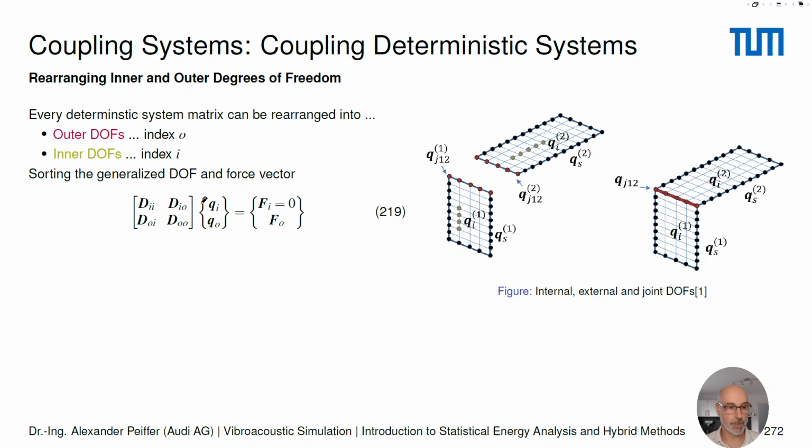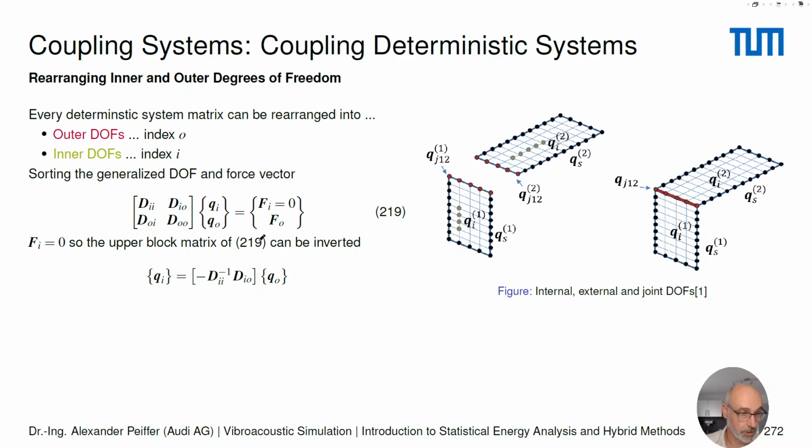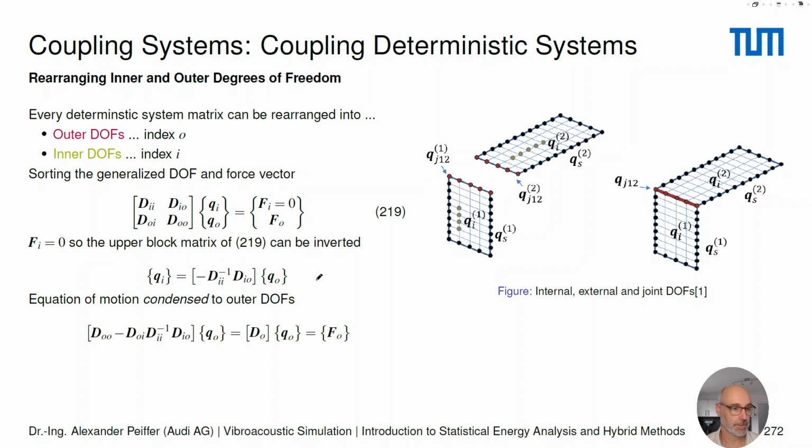We can rearrange our dynamic stiffness matrix in such a way that we will sort them for inner and outer degrees of freedom. Then we get 4 block matrices: the clear inner or outer block matrix and the coupling matrices between them. So due to the fact that there is no external excitation applied to this upper block matrix, the upper line can be inverted. And that means that we can get an expression for the inner degrees of freedom, which is a combination of this inverted inner stiffness matrix and the off-diagonal matrix.